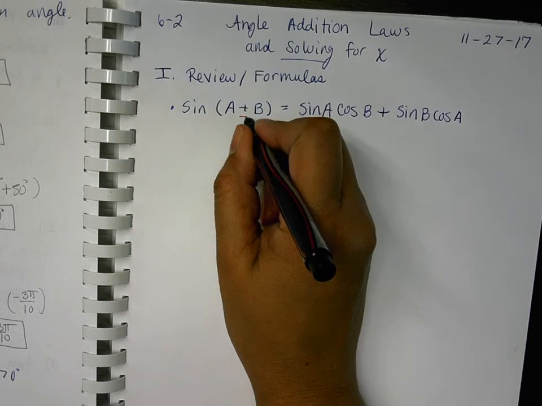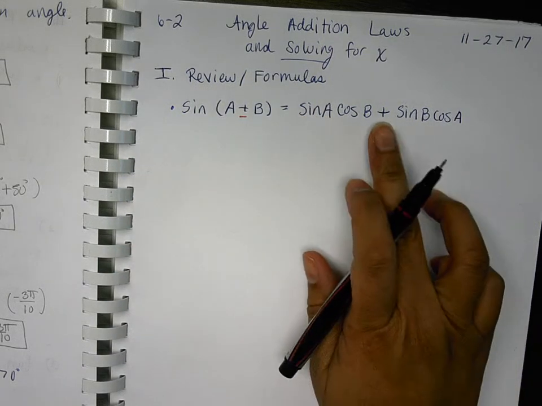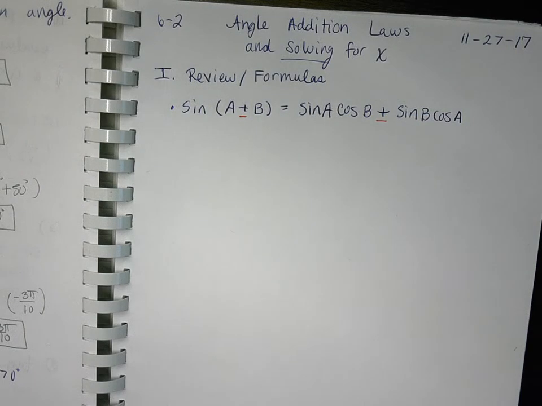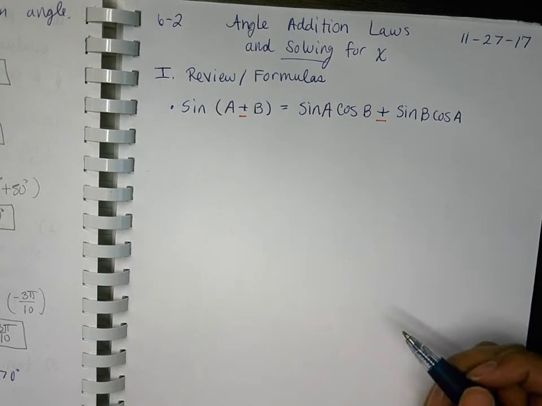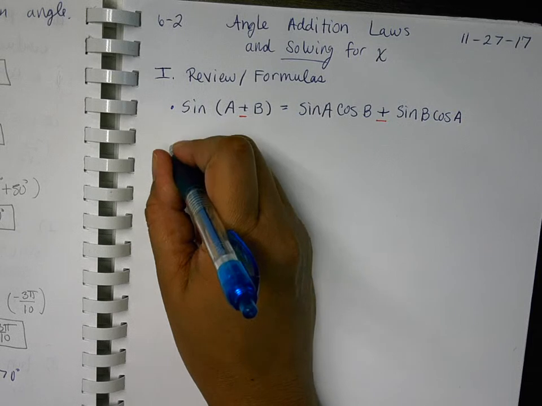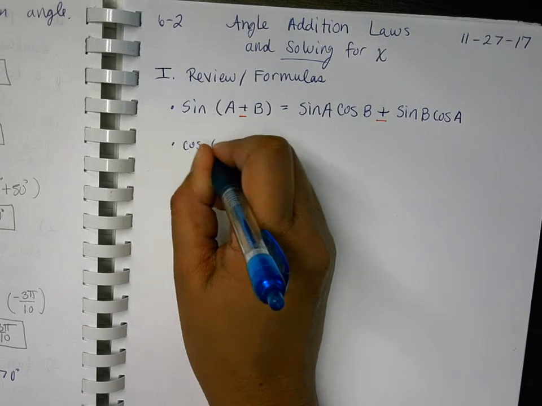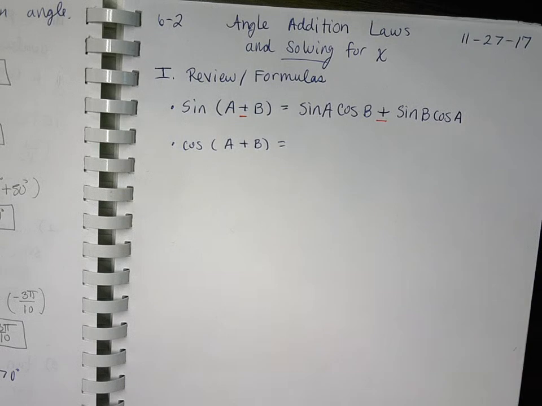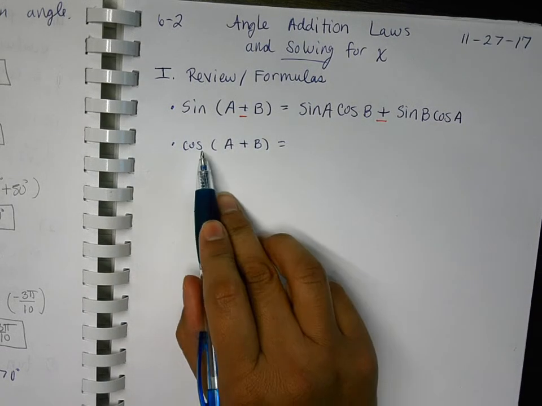I'm not going to rewrite the whole thing for the minus. I'm just going to put it down here. If this was a subtraction, what would this change to? A subtraction? Minus, minus. All right. That was the sine formula. Cosine of A plus B. Same concept. You cannot distribute cosine without a variable or an angle there.